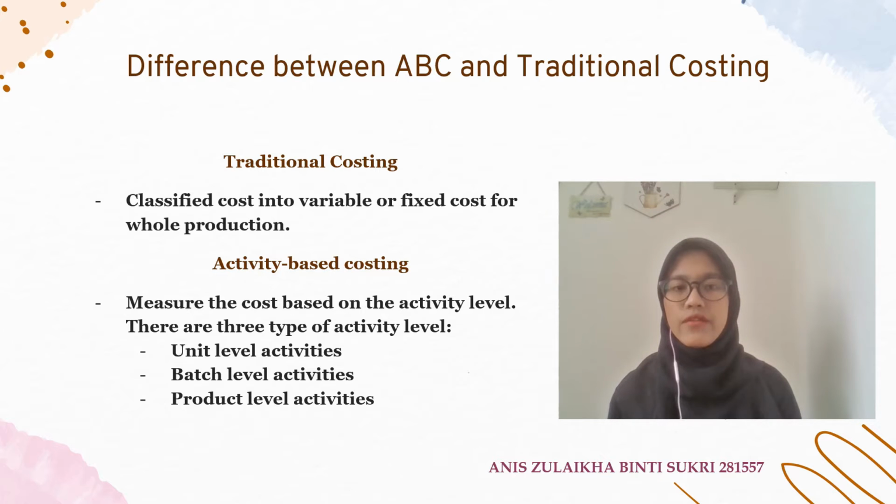Basically for traditional costing, they classify costs into variable or fixed costs for the whole production. But for activity-based costing, they measure the cost based on the activity level. There are three types of activity level: unit level activities, batch level activities, and product level activities.